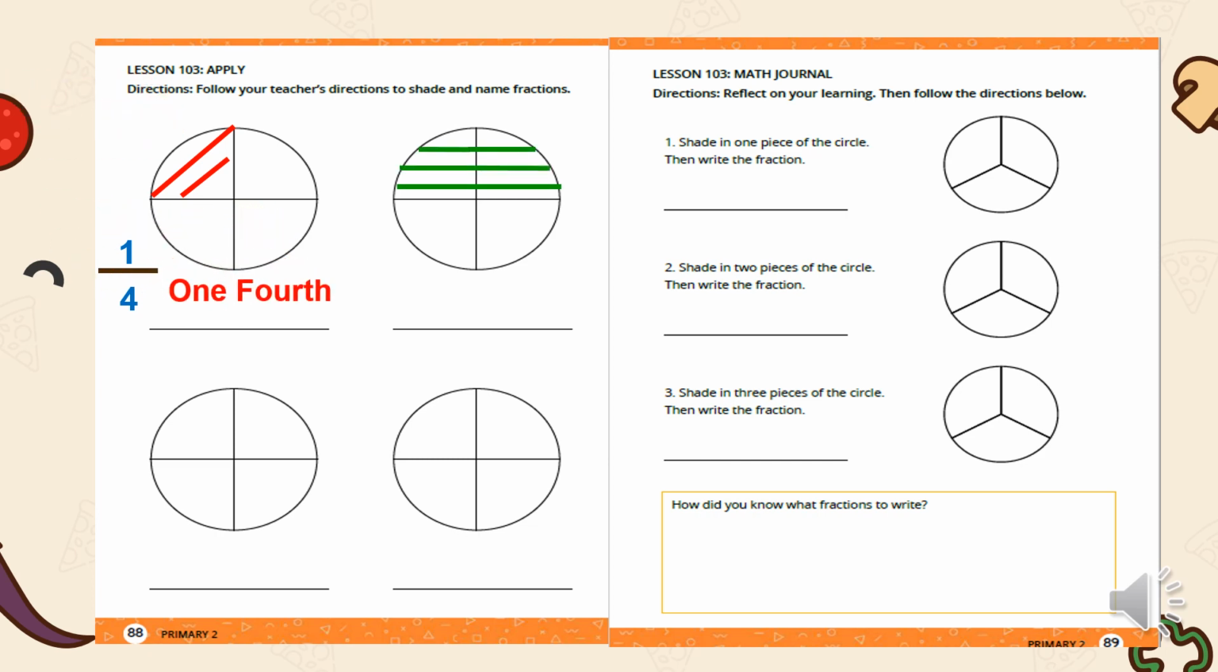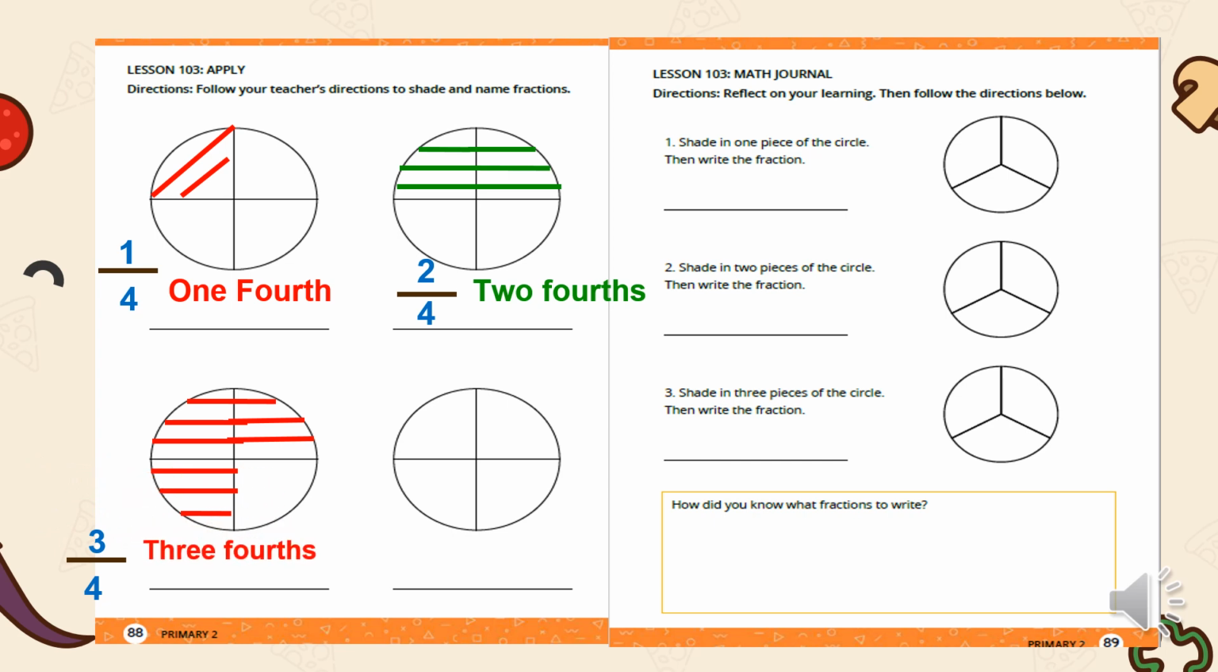Now we have 2 color parts over the total parts 4. So the fraction will be 2/4. Now we have 3 color parts over 4 parts. So the fraction is 3/4. The last circle, we have 4 color parts over 4 total parts. So we have one complete circle.